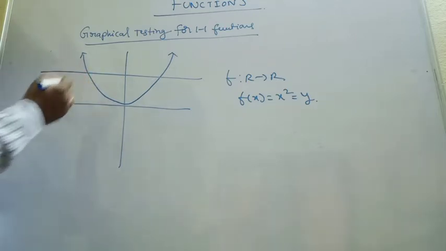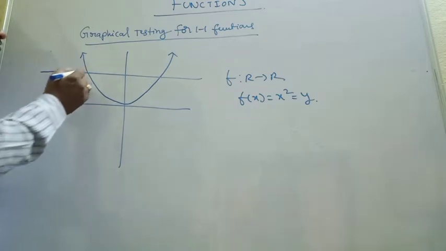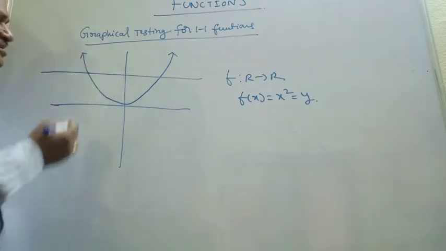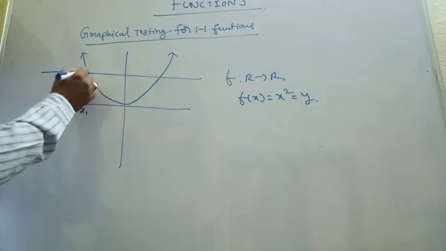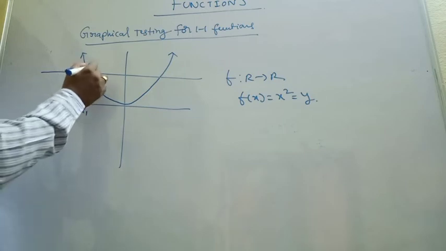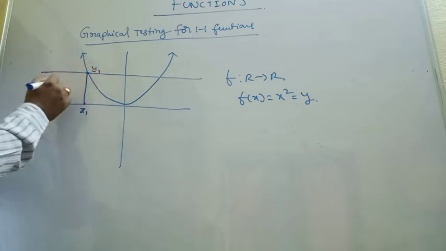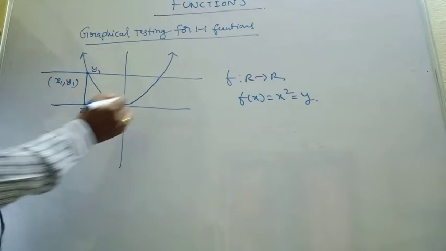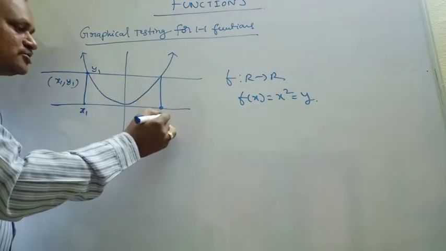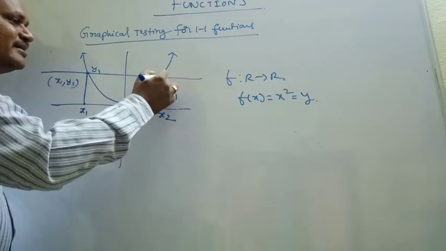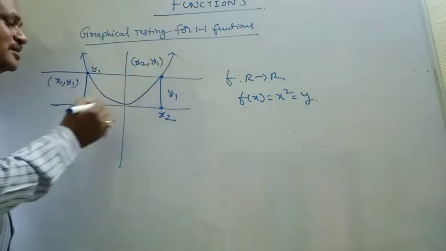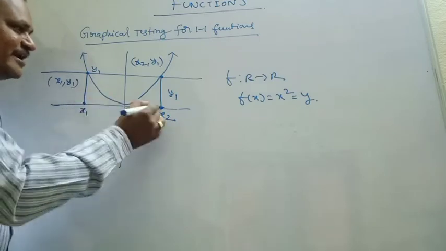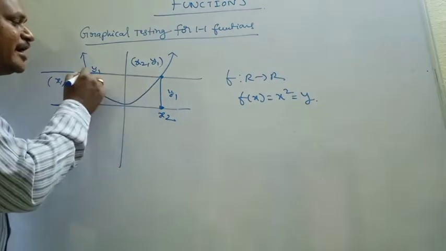That means the logic is here. Suppose I am having one x1 value here, and this height is nothing but, let us make that some y1. Therefore this point is x1 comma y1. Here you have x2 and this height is y1. Therefore that point is nothing but x2 comma y1. Two different elements x1 and x2 are corresponded with the same y element.